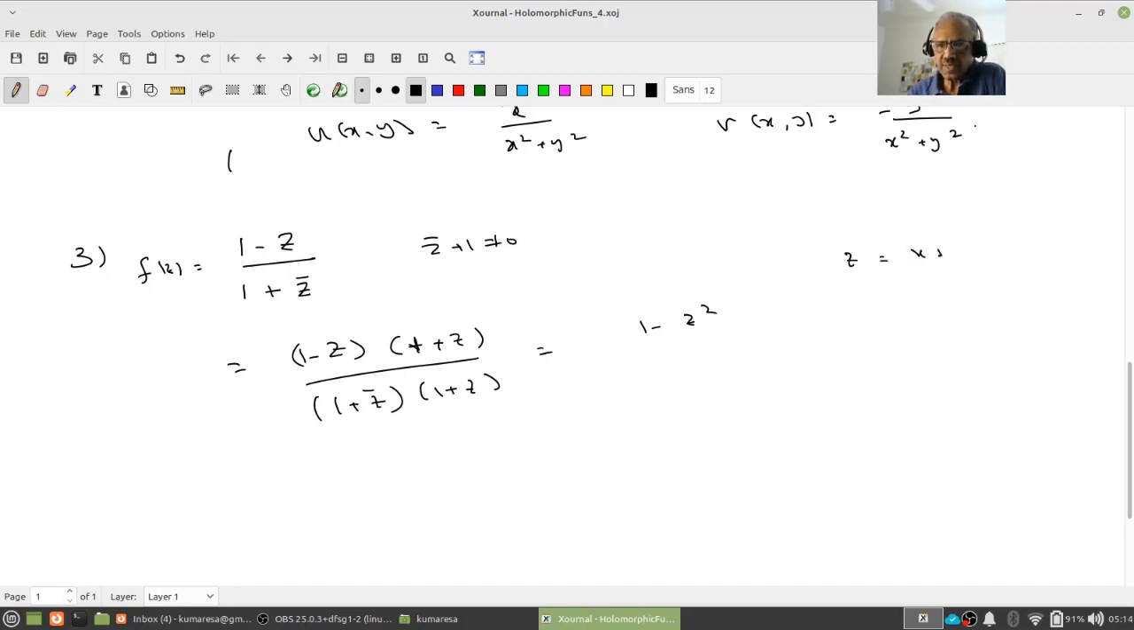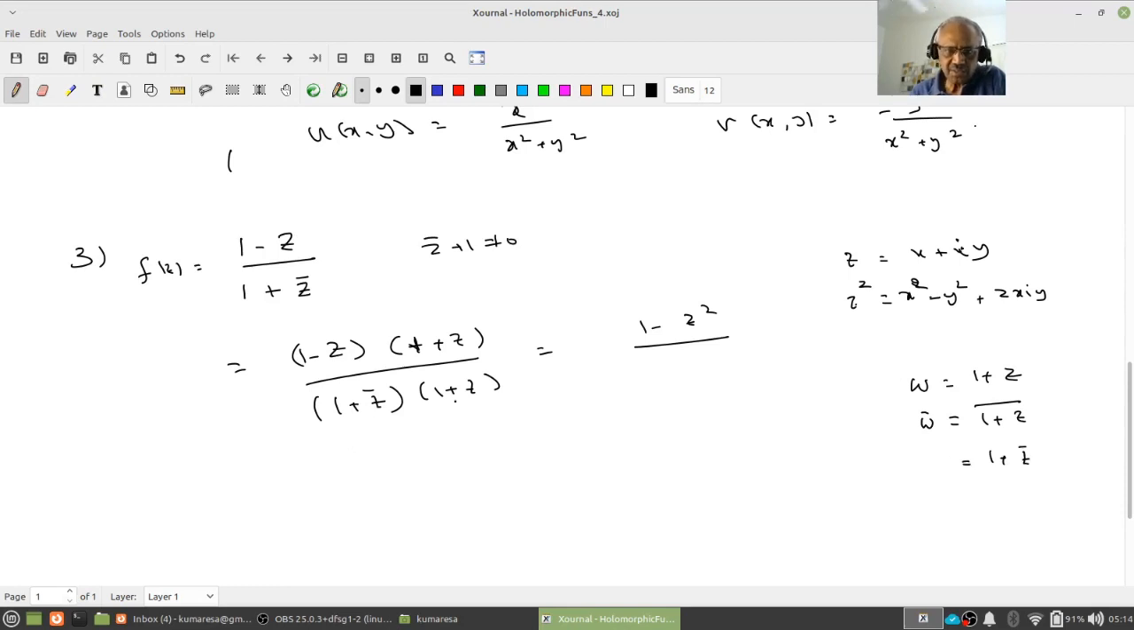If z is x plus iy, then z squared is x squared minus y squared plus 2xiy, therefore I know what this object is. And remember this, you may be tempted to expand it: 1 plus z bar is 1 plus x minus iy, 1 plus z is 1 plus x plus iy, etc., and multiply out. But there is a very interesting way of doing that. Suppose w is 1 plus z, this is a complex number. What is w bar? It is 1 plus z bar. You see that? Therefore, each is the complex conjugate of the other.